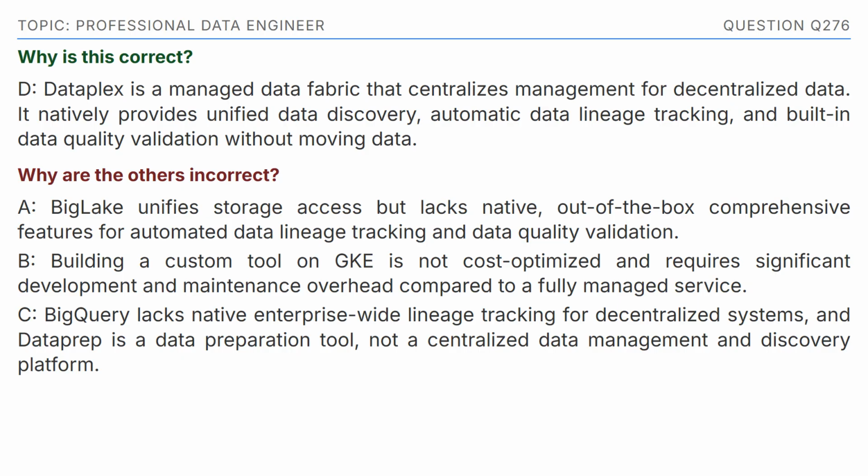Why are the others incorrect? A. BigLake unifies storage access but lacks native, out-of-the-box comprehensive features for automated data lineage tracking and data quality validation. B. Building a custom tool on GKE is not cost-optimized and requires significant development and maintenance overhead compared to a fully managed service. C. BigQuery lacks native enterprise-wide lineage tracking for decentralized systems, and Dataprep is a data preparation tool, not a centralized data management and discovery platform.